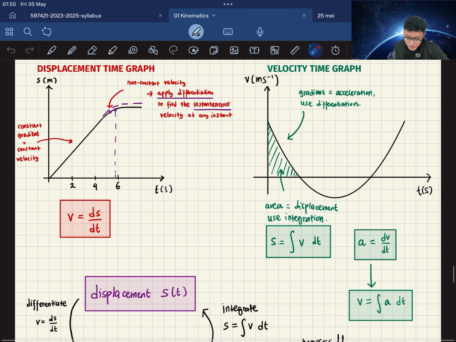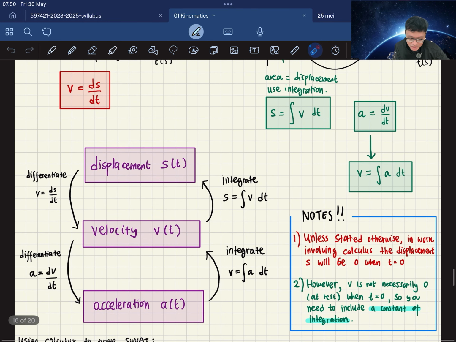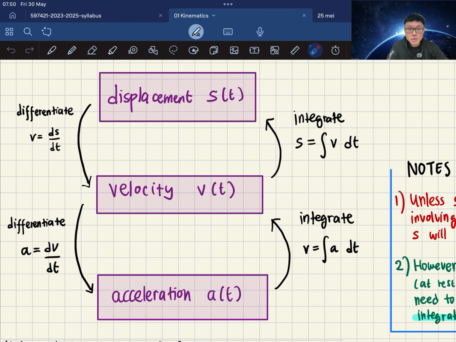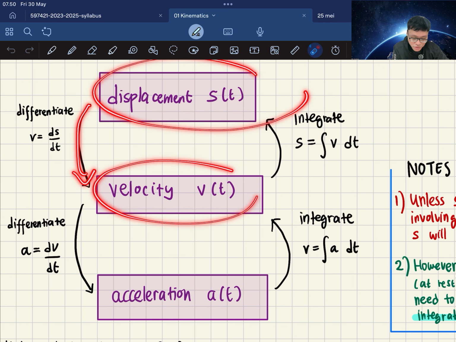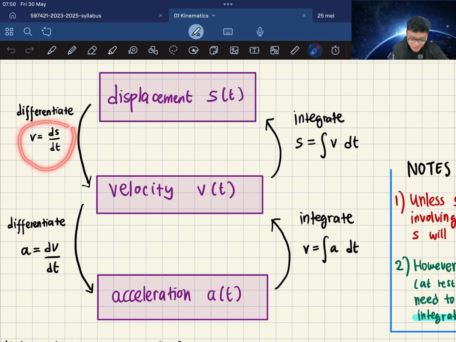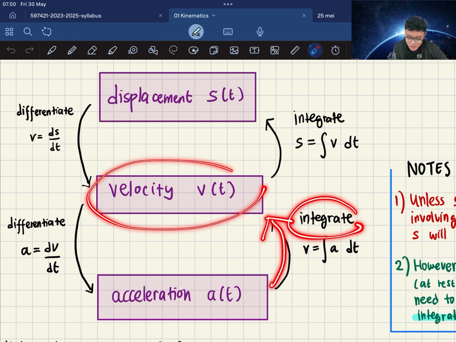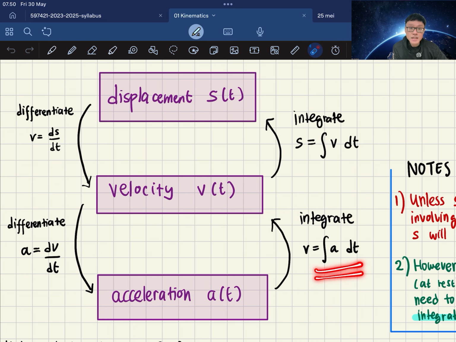Okay, by knowing all these four formula, we can summarize it into this simple diagram to help you understand easier. So we put displacement s, velocity v, and acceleration a. So to find velocity from displacement, you just need to differentiate. So v equals to ds over dt. And from velocity to acceleration, you differentiate a equals to dv over dt. But if you go up from acceleration to velocity, you integrate. So velocity equals to integral a dt. And also same for displacement equals to integral velocity function dt.